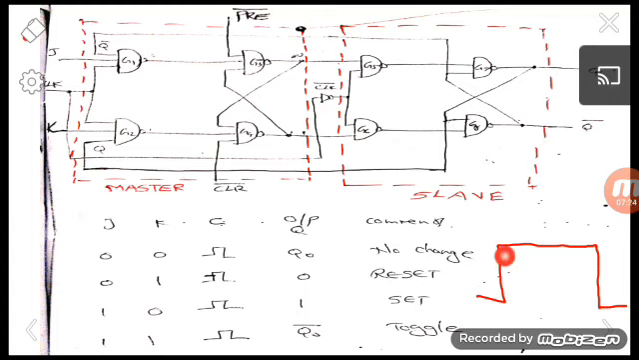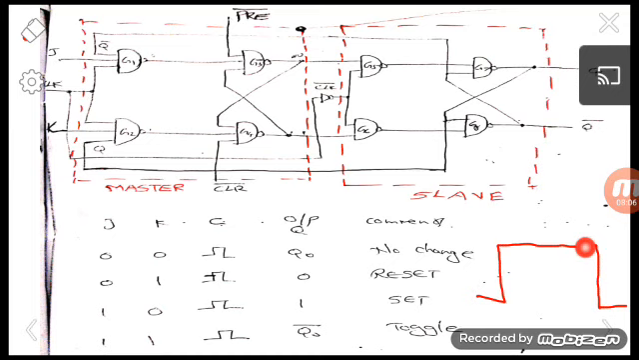So at the rising edge of the clock pulse, the master will produce an output, and at the falling edge of the clock pulse, only then will the slave flip flop become active. At the rising edge, the slave flip flop will be in inactive condition. Only the master will be active and produce its output, and this output is transferred to the slave only at the falling edge of the clock pulse. Then we will get a correct output at Q and Q bar.